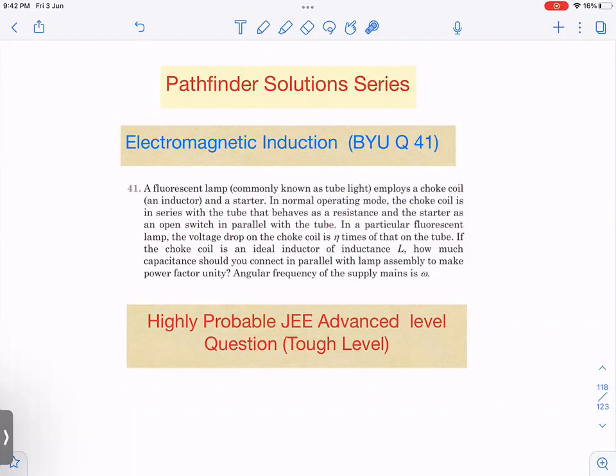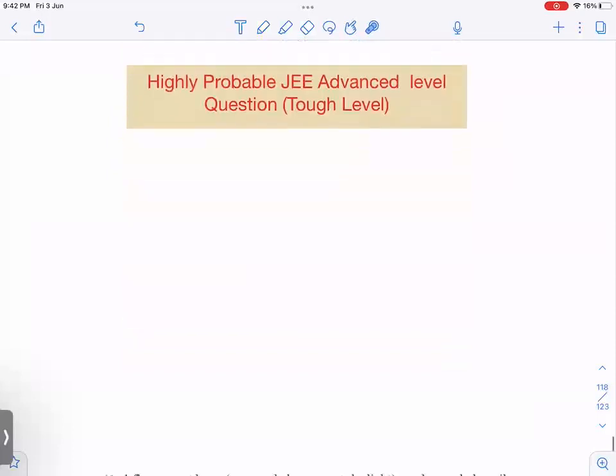The idea is they're talking about one LR circuit, and in a particular lamp, the voltage drop in the coil is eta times that of the tube. Remember, the tube was a resistance, and the choke coil was an inductor. So the voltage drop in the inductor is some factor of the voltage in the tube. This is an ideal inductor of inductance L. Now, how much capacitance should we connect in parallel with the lamp so that the power factor becomes unity? Omega is given. So let us see how we solve this.